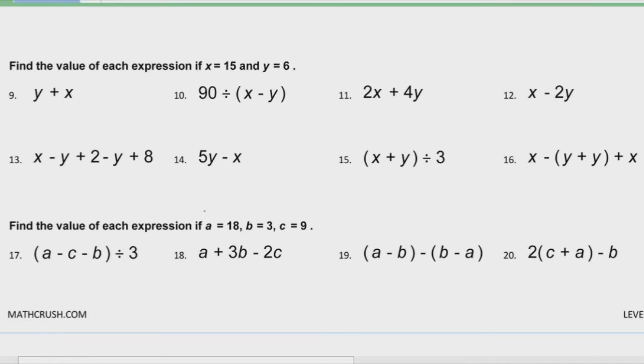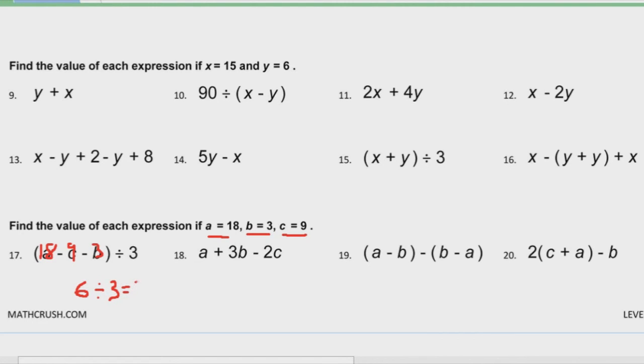All right, welcome back. You have to find the value of each expression if A equals 18, B equals 3, and C equals 9. So, problem 17, you've got an A, that is 18. You've got a C, which is 9. You've got a B, which is 3. So we've got parentheses. We have to do parentheses first. 18 minus 9 is 9. Minus 3 is 6. Divided by 3.